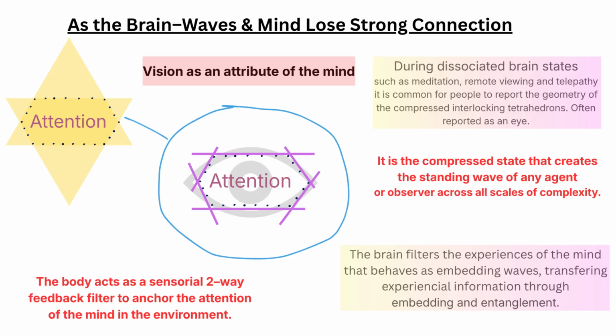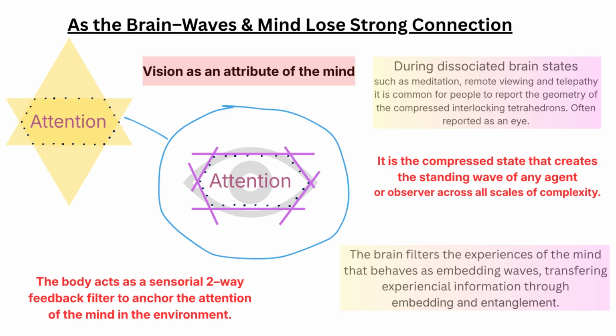It is the compressed state that creates the standing wave of any agent or observer across all scales of complexity. And here you see as the tetrahedrons compress themselves, attention becomes more focused. This is often why people report seeing an eye in forms of meditation or other dissociated brain states. The brain filters the experiences of the mind that behaves as embedded waves, transferring experiential information through embedding and entanglement. These things are just innate to our existence, all existence, whether it's a rock, a star, a group of people, whether it's a cultural, societal movement. These things are all triggered by waves.